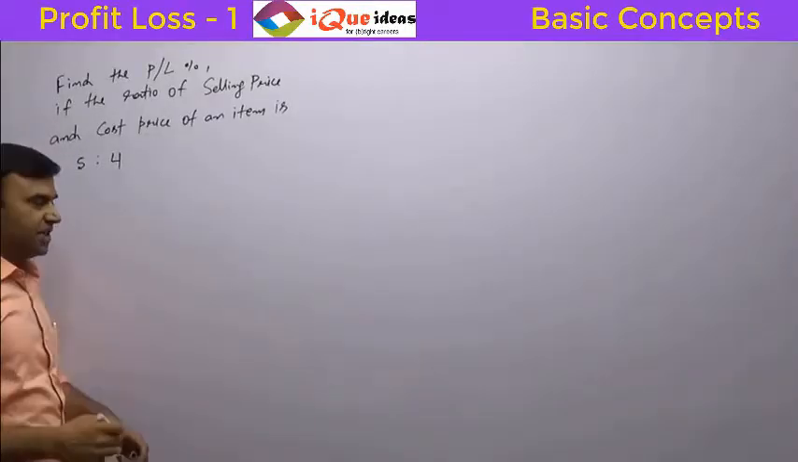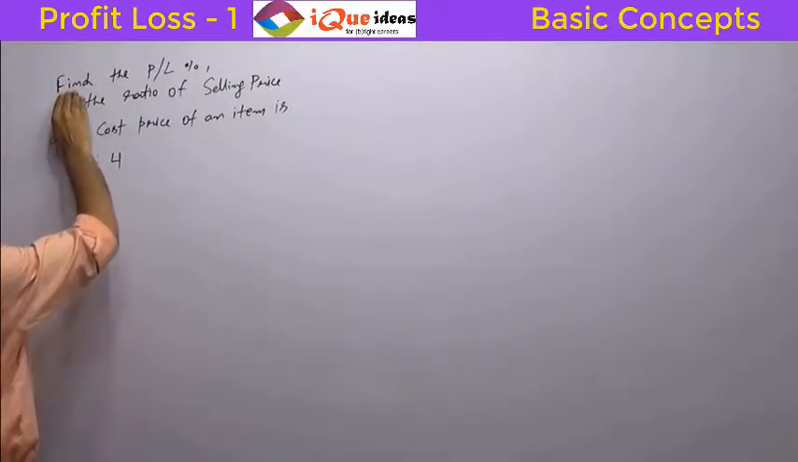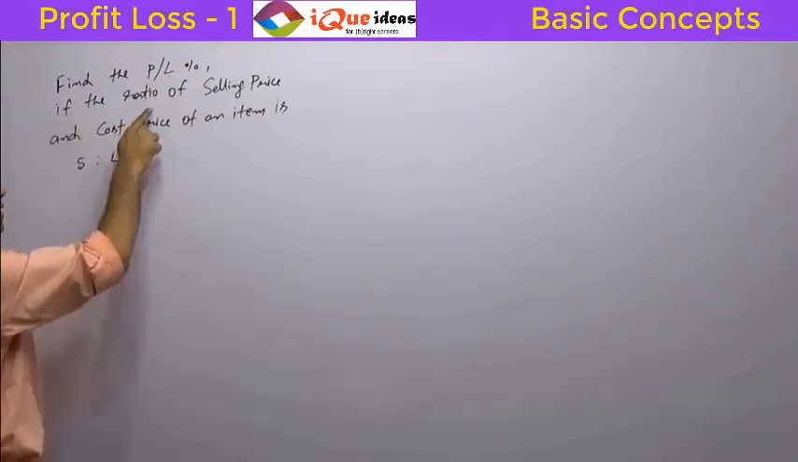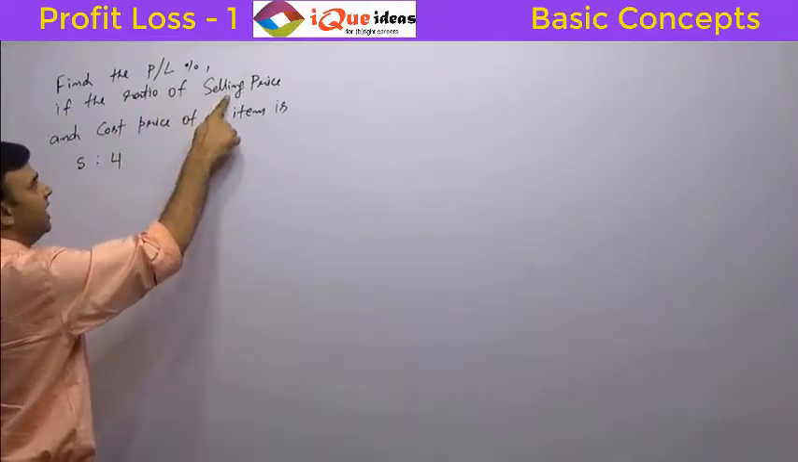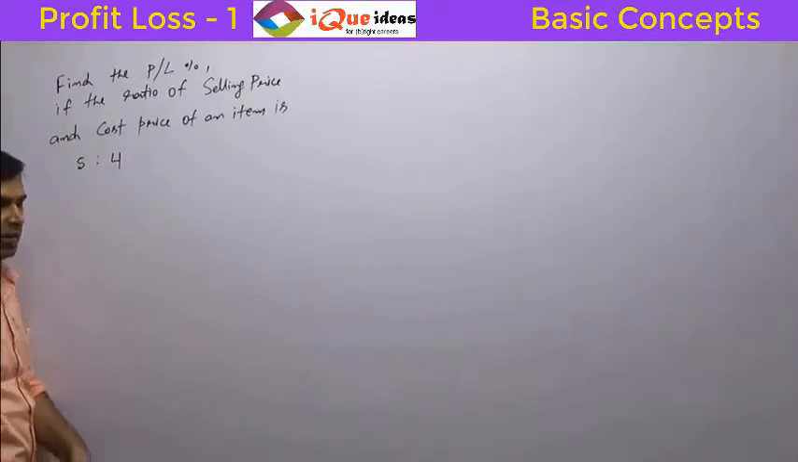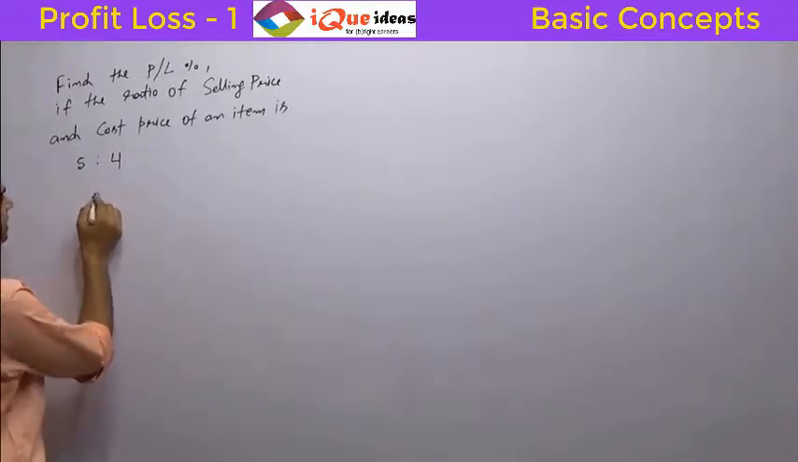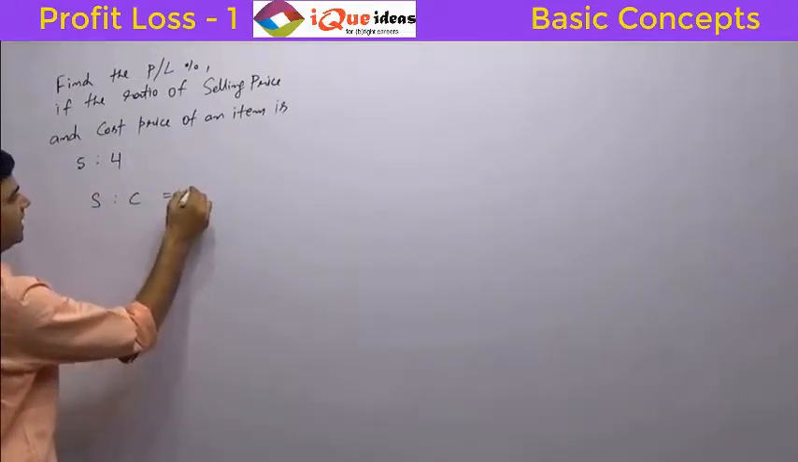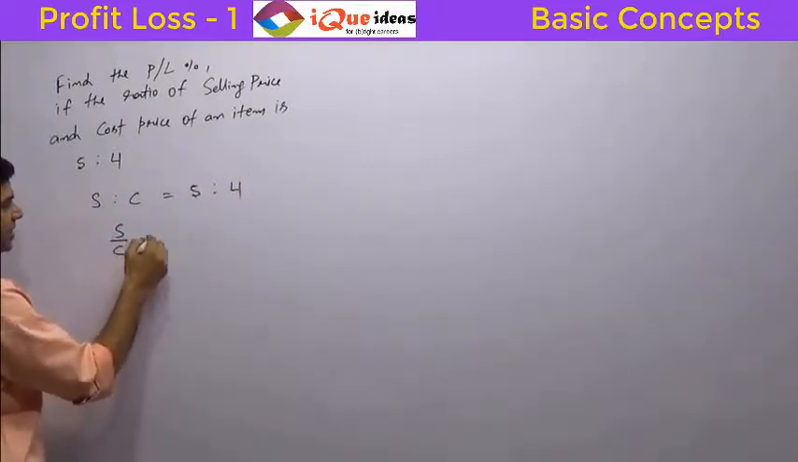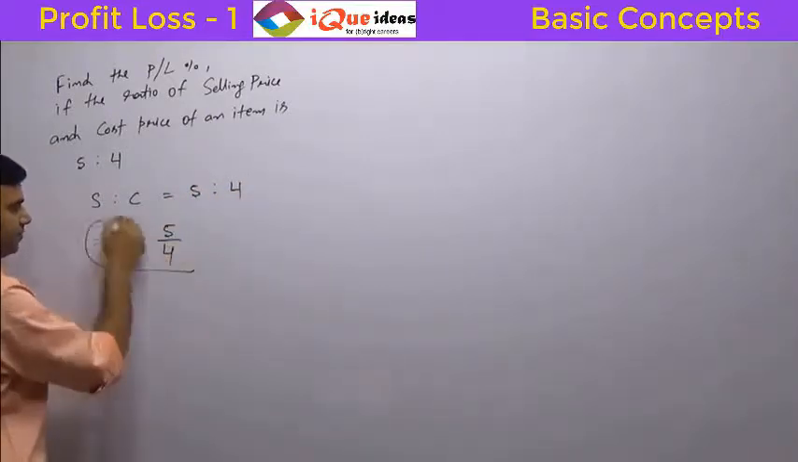Alright, now let's take up this question. It says, find the percentage profit or loss, profit loss percentage, if the ratio of selling price and cost price of an item is given as 5:4. So let me write it. Selling price is to cost price, that is 5:4. This means selling price upon cost price is equal to 5/4.